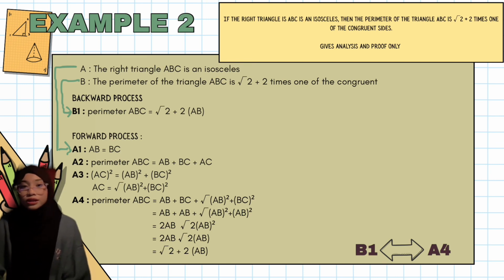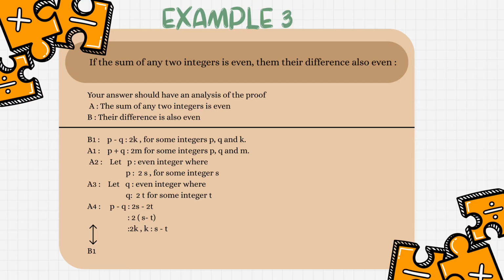Since the triangle is isosceles, AB is equal to BC. The perimeter of triangle ABC is the sum of all its sides, which is AB plus BC plus AC. Using the Pythagorean theorem, we find that AC equals the square root of AB squared plus BC squared. By substituting AB for BC, we simplify the expression and obtain the perimeter as (square root of 2 plus 2) AB, which matches the conclusion. Therefore, the statement is proven.